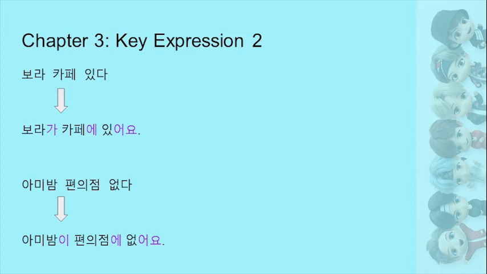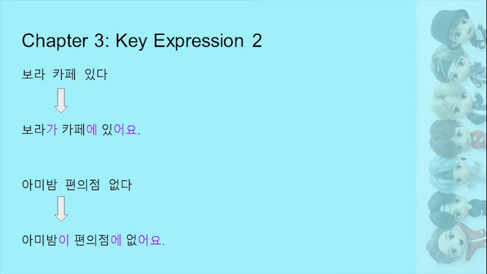So what's happening here is you are attaching a subject particle to mark the subject of the verb. So that's 보라. So 보라 gets 가 because it ends in a vowel. So 보라가, and then we're saying where this person is. So 보라 is in the cafe, is 보라가 카페에 있어요. 카페 gets the 에 as the location where something exists. And then, of course, 있다 gets conjugated into 있어요.